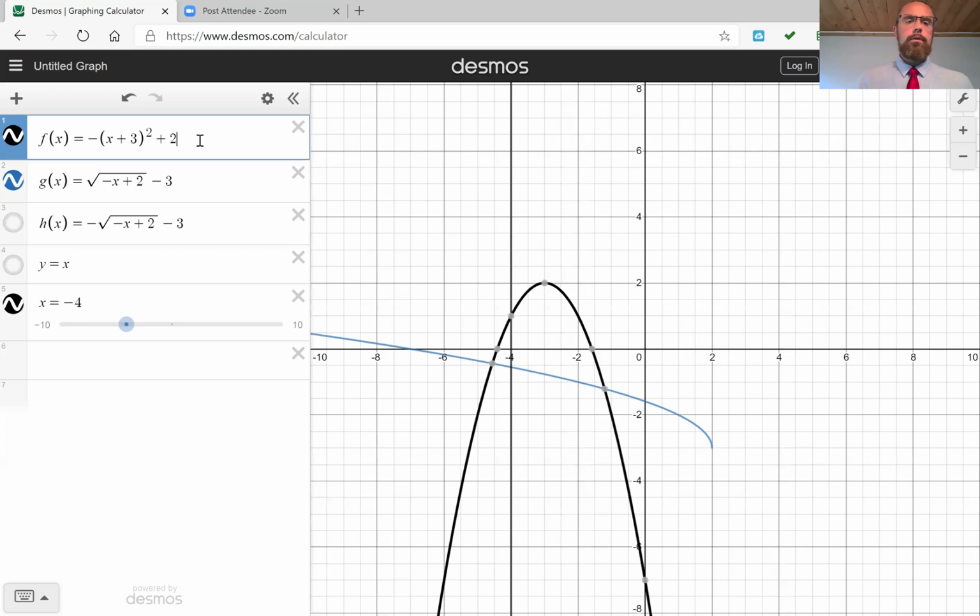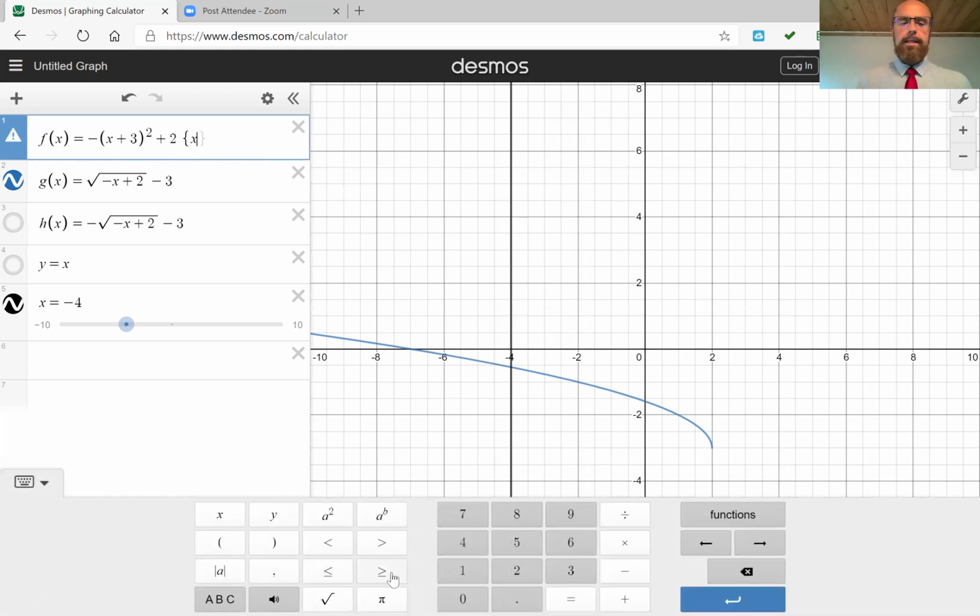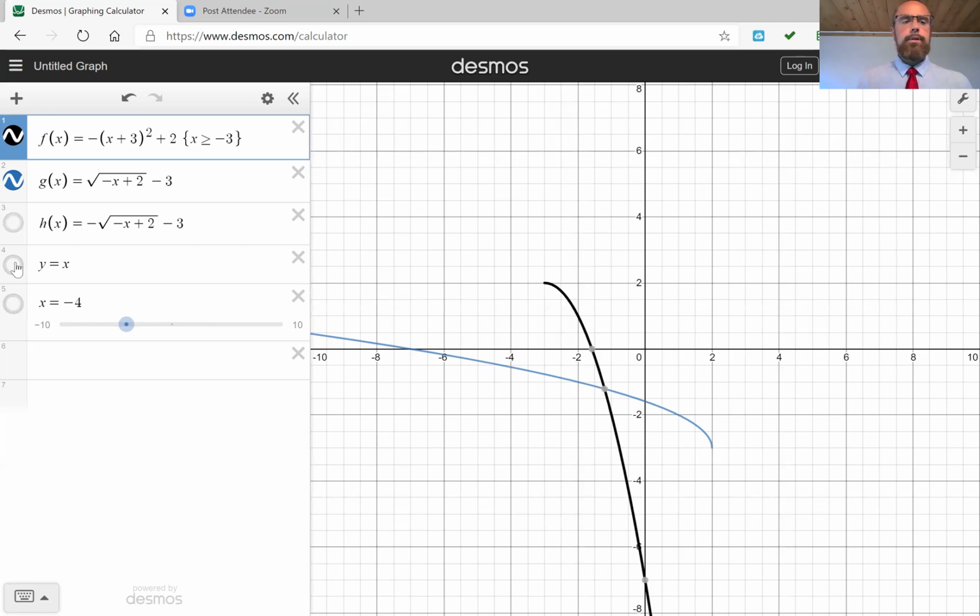So to do so, I'm going to go into that entry line for that original parabola, and I'm going to hit Shift curly bracket, x is, and then from the keypad greater than or equal to -3. And I'm going to close that curly bracket. And at that point, I'm going to take away the vertical line, replace the identity line, and I see that I have a very good pair of inverses now. Both the original with its restricted domain and the positive half of the square root are functions.